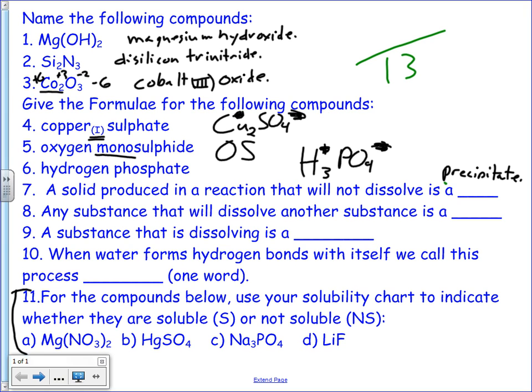Okay, number 8, any substance that will dissolve in another substance is a solute. Sorry, I got that mixed up. A substance that dissolves something else is the solvent. The next one, the substance that is dissolving is the solute. Sorry, guys. I'm only half done my coffee, okay? I'm only half awake. All right, number 10, when water forms hydrogen bonds with itself, we call this process cohesion.